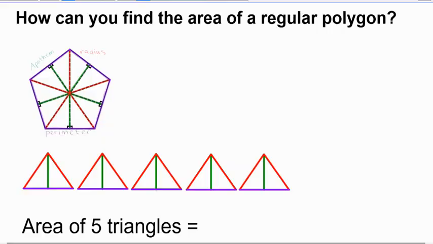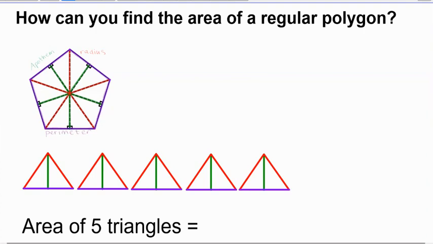Okay, now let's move on and answer this question. How can you find the area of a regular polygon? Okay, you'll notice here that I have traced out all of the radii in this pentagon. It has 5 sides, so we call it a pentagon. Traced them all out in red, and then I've traced every apothem in green. And the perimeter, I went around the perimeter and highlighted that in purple.